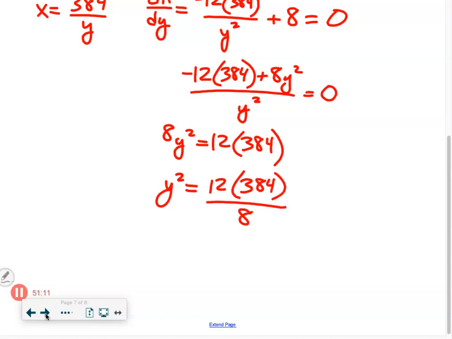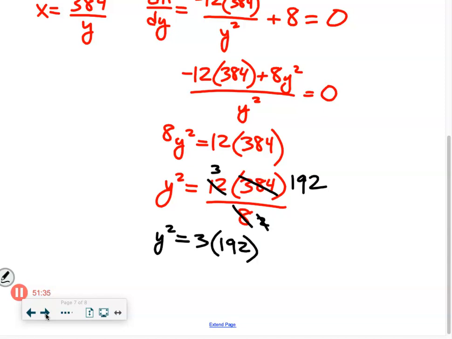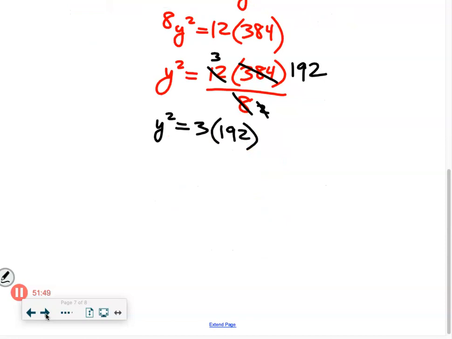Now we cancel. Life is easier when you can cancel. So divide by 4, you get 2. Divide by 4, you get 3. Divide by 2 here, and you get 192. So y squared equals 3 times 192. We need the square root of whatever 3 times 192 is. And it's actually easier if you break your number up. I've seen some of you make factor trees. I know you know how to make them.